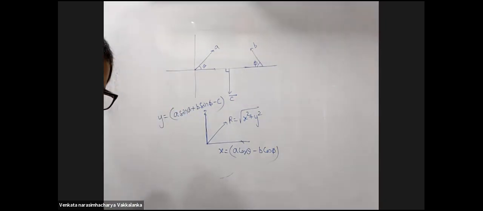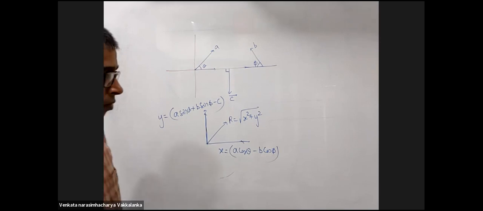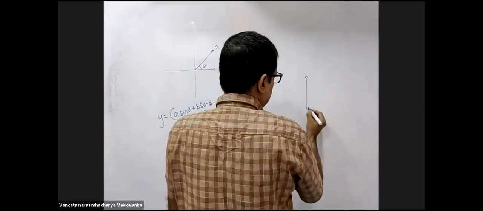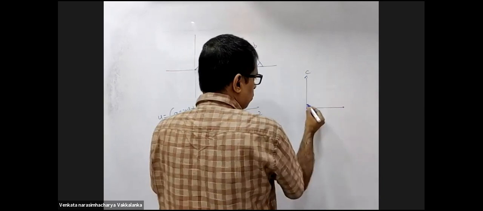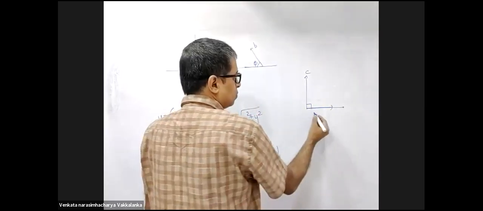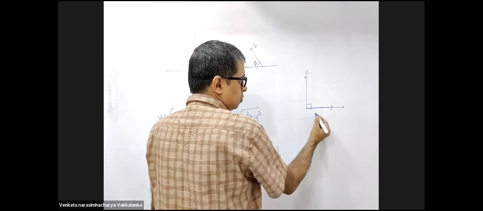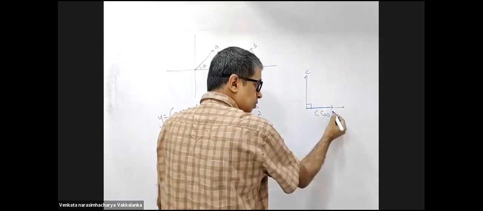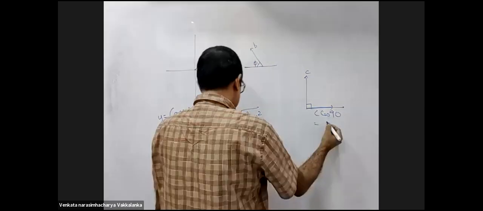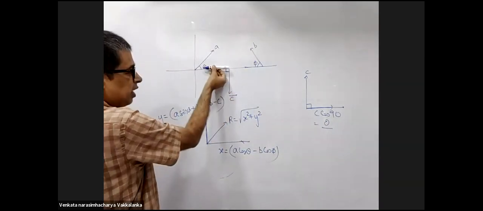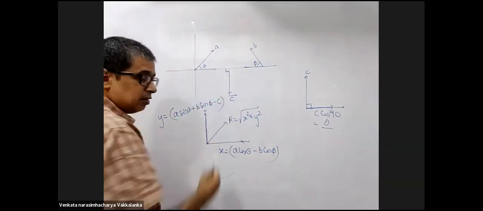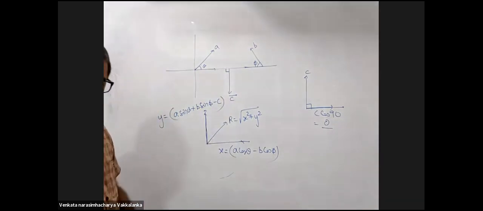Sir, you marked the component of C along the y-axis as minus C. Then where is the component of C along the x-axis, sir? If there is a vector like this and I want its component, suppose I take this to be C. What is its component along the x-axis? C cos 90. How much is cos 90? 0. The component of C along the x-axis is C cos 90, which is 0. Okay sir, I got it. Thank you, sir.